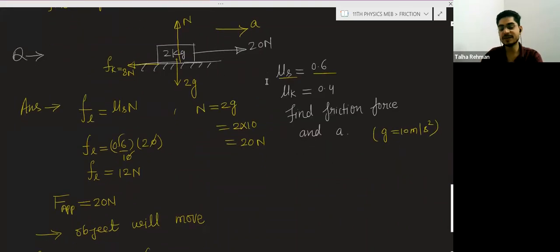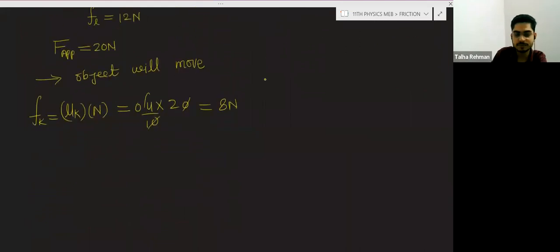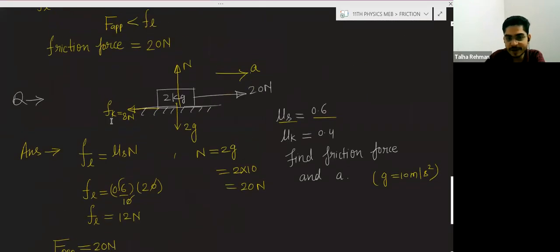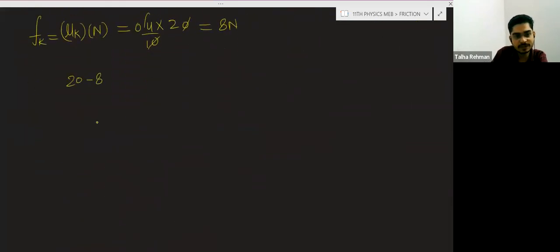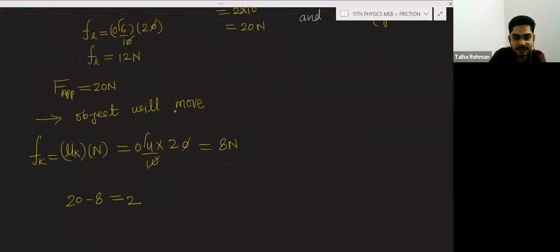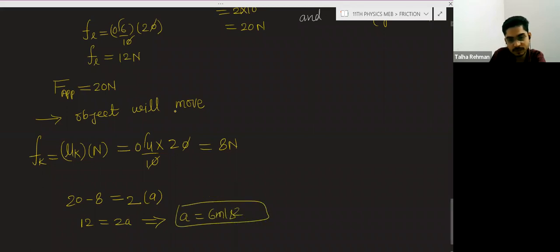Now we can find the acceleration, which is equal to net force divided by net mass. Net force is 20 minus 8. 20 in this direction minus 8. Mass is 2 kg. Acceleration you want to find. 20 minus 8 is 12, is equal to 2a, so acceleration will be 6 meter per second square. So in this way you have to solve the question.